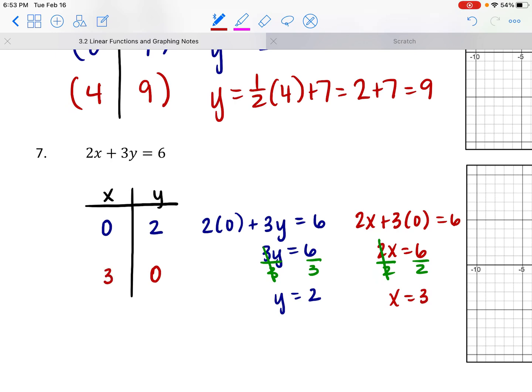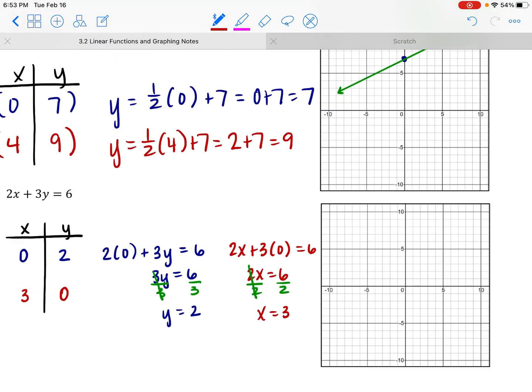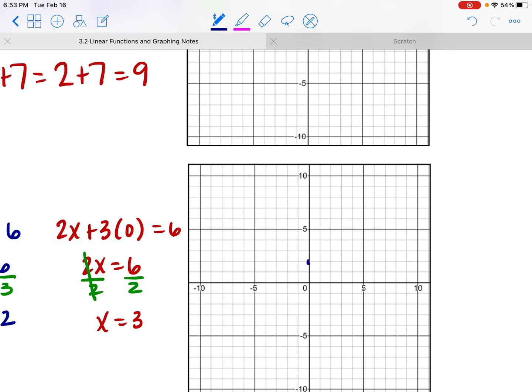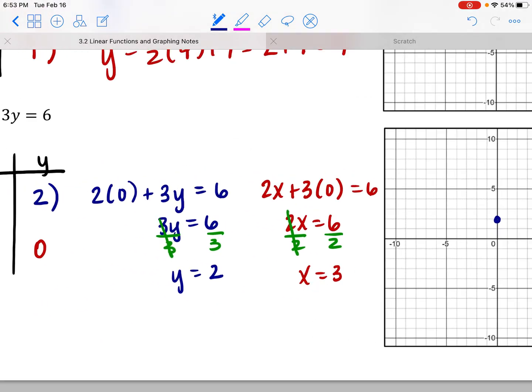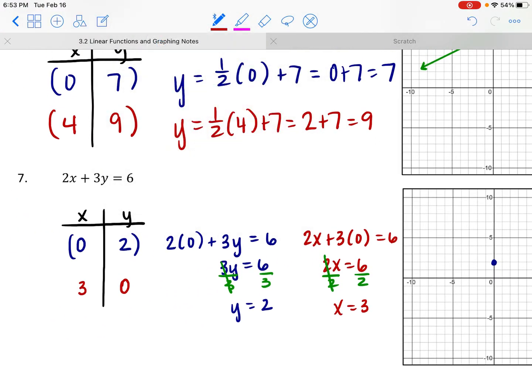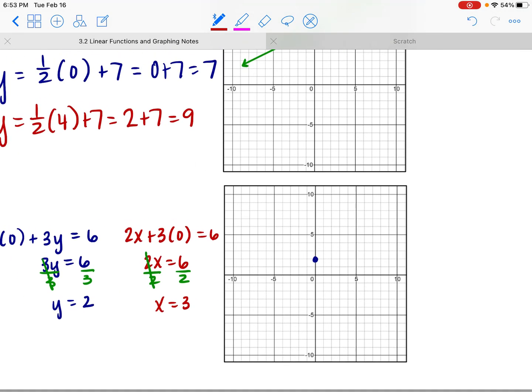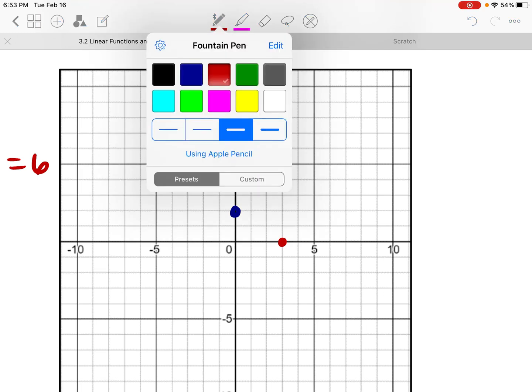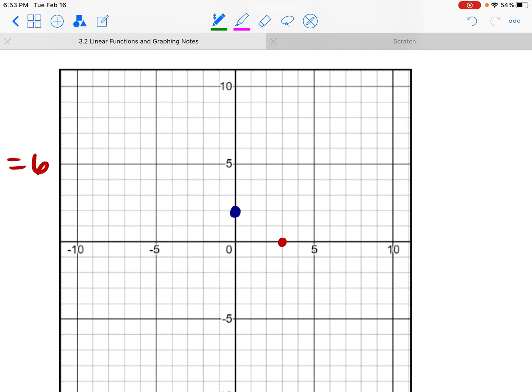So (3, 0) there. All right, so my first coordinate was at (0, 2). So don't go left or right, just go up 2. And then my second coordinate is at (3, 0). So just go to the right 3. And there's that. Now I have 2 points that I can connect to make my graph.